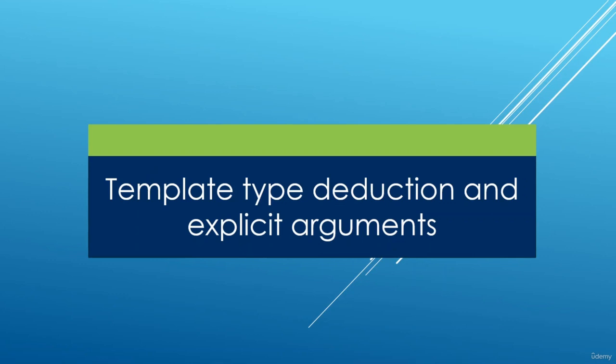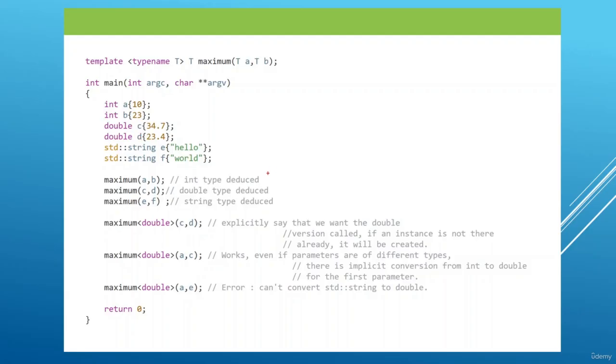In this lecture, we're going to learn about template type deduction and explicit arguments. What we mean by template type deduction is the mechanism the compiler uses to deduce the type it would use to set up our template instance from the arguments that we pass to our function call here. For example, the compiler is going to look at A and B here in our call to the maximum function, and it is going to notice that they are of int type.